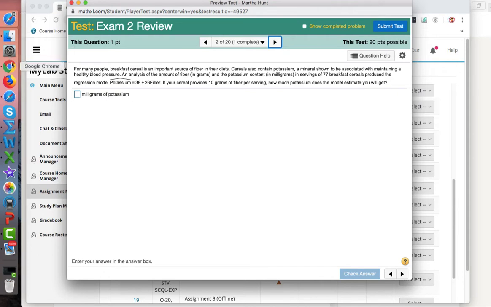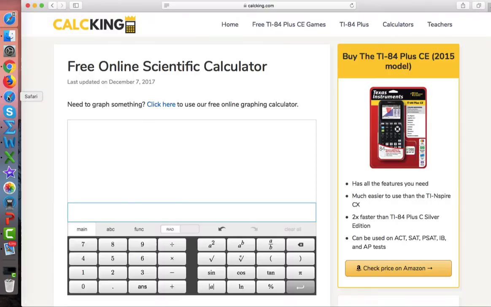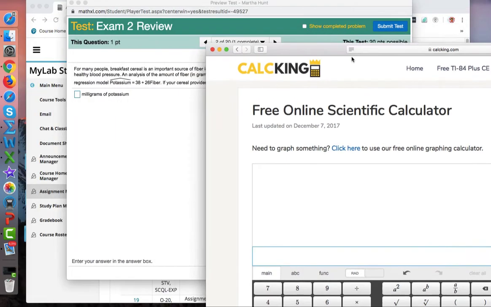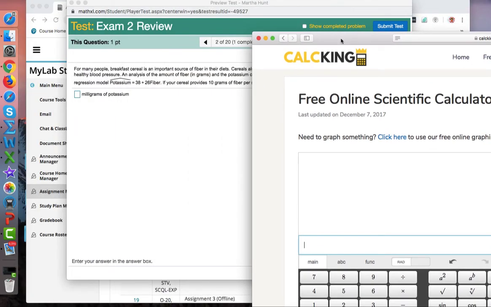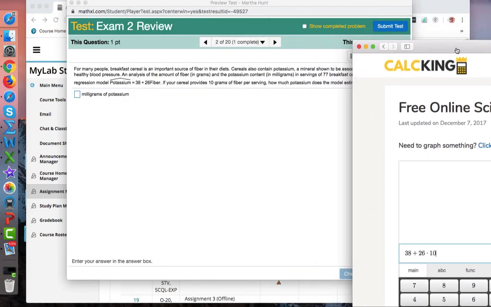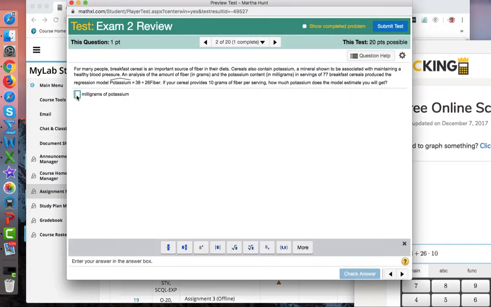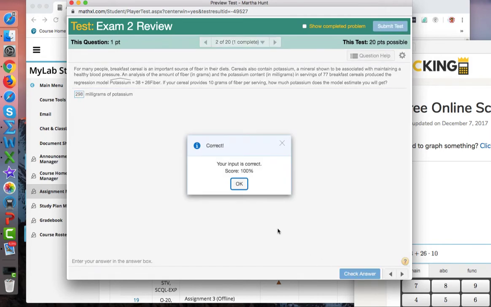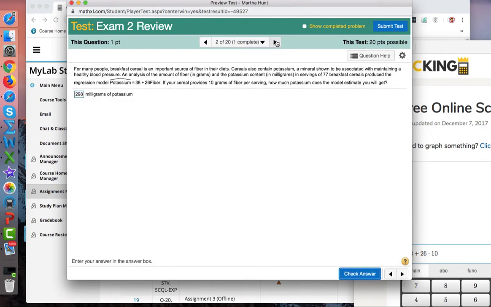So I'm going to pull up my calculator and let's scoot it off to the side here. So we have 38 plus 26 times 10. And let's see what we have for an answer here, 298. And we're going to check our answer. That's good. Next problem.